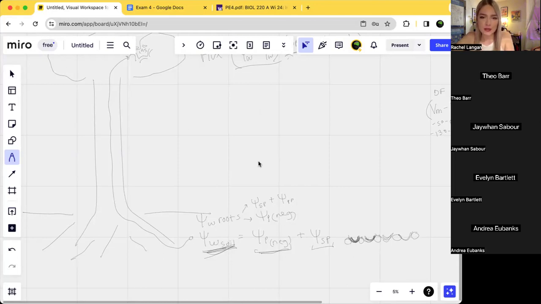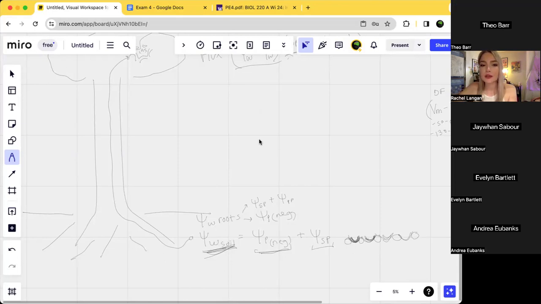Other ways it could possibly, yeah. So you split the roots into two. Did you split the roots into symplastic and apoplastic? Would the symplastic only be affected by pressure? The apoplastic would only be affected by pressure? Yeah. Why?